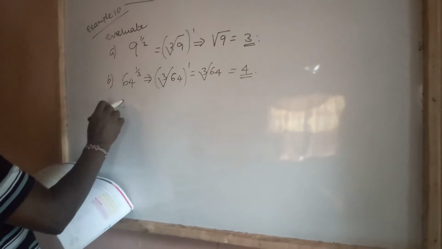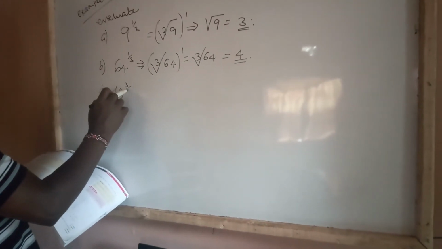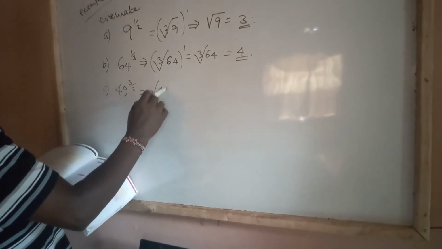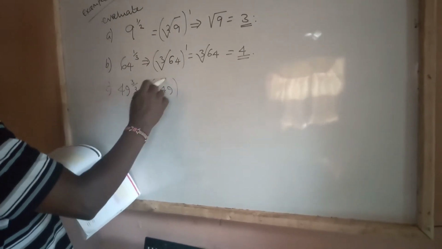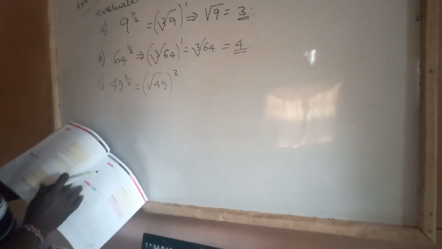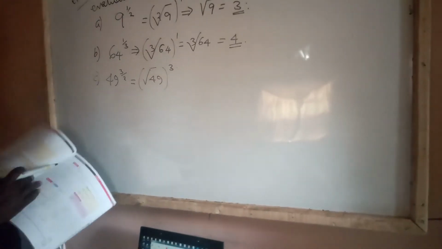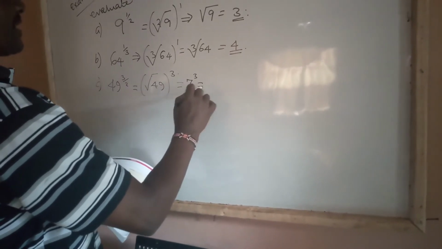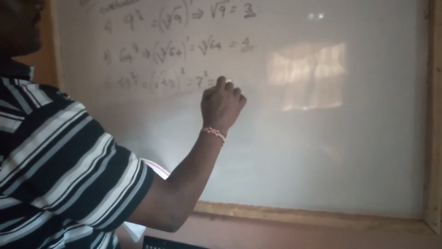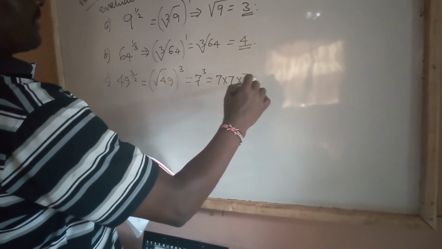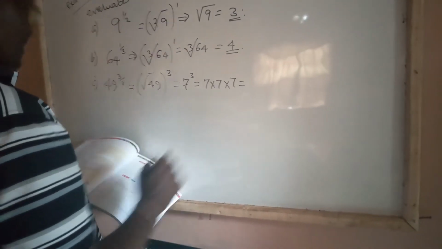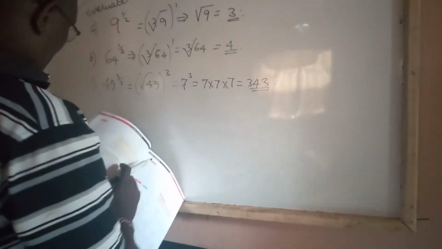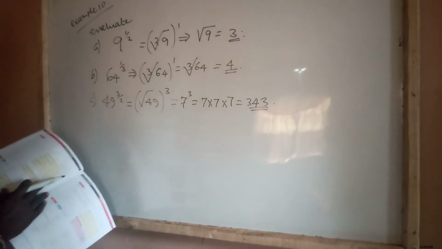Part C, we have 49 raised to power 3 over 2. And this one is simply the square root of 49, everything raised to power 3. And we all know that the square root of 49 is 7. 7 cubed, this is simply 7 times 7 times 7, which is simply 343. Somebody find out that.